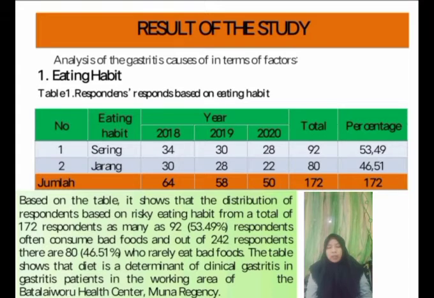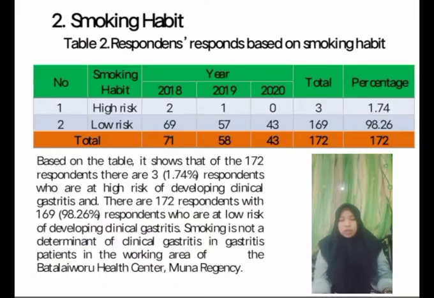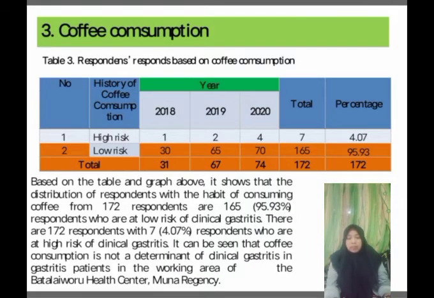Result of the study. Number one, eating habit. Table number one, based on the table, shows that diet is a determinant of clinical gastritis patterns in the working area of the Batalaiworu Health Center, Muna Regency. Number two, smoking habit. Table number two, based on the table, smoking is not a determinant of clinical gastritis and gastritis patterns in the working area of the Batalaiworu Health Center, Muna Regency.